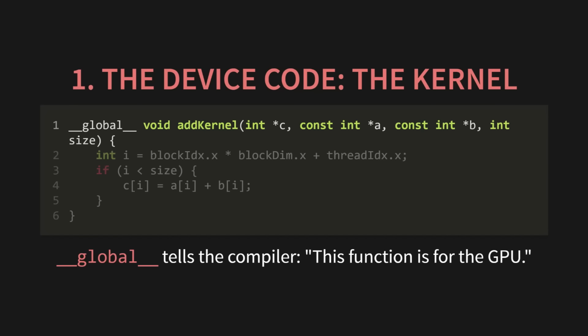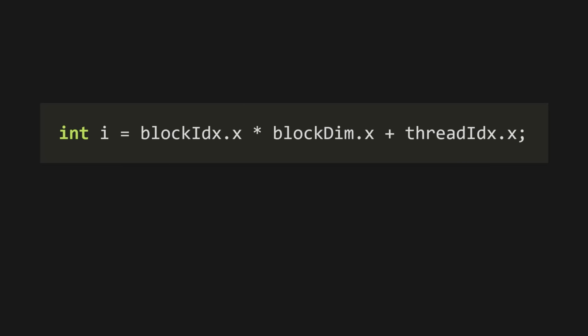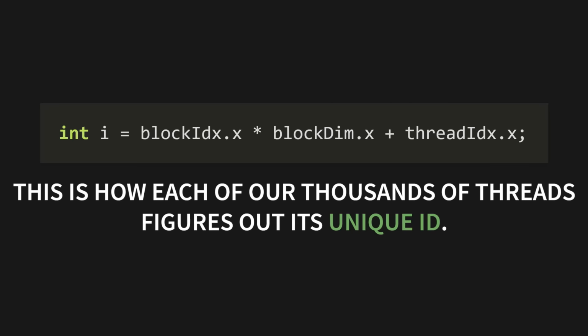Here it is. It starts with this special keyword, __global__. This tells the compiler, hey, this function is for the GPU. Now, this line, this single line, is where the magic happens. It distributes all the work across all the threads. int i = blockIdx.x * blockDim.x + threadIdx.x. This is how each of our thousands of threads figures out its unique ID. It's how one thread knows its job is to calculate C[12], and another knows its job is C[5000]. Let's break it down.